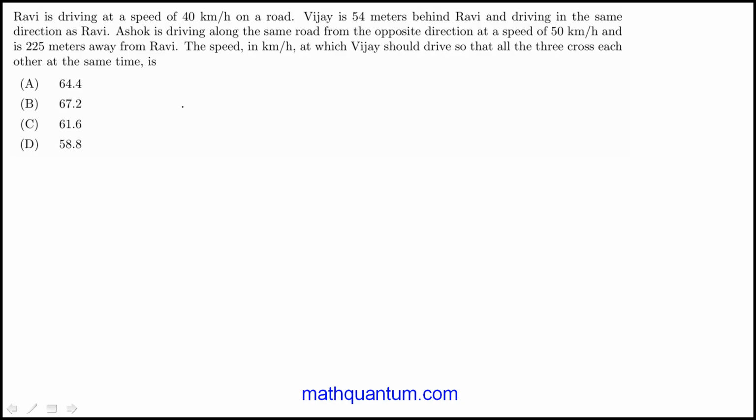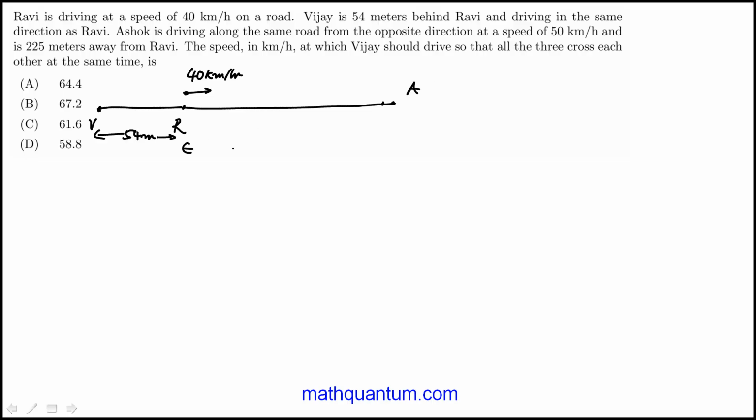So the first thing to do in this question is to draw a schematic here. So let's say Ravi is here, and we're told that Vijay is 54 meters behind. And Ravi is heading in this direction, and the speed is 40 kilometers per hour. And then we have also the other third person, Ashok, who is, let's say, here. That distance is 225 meters.